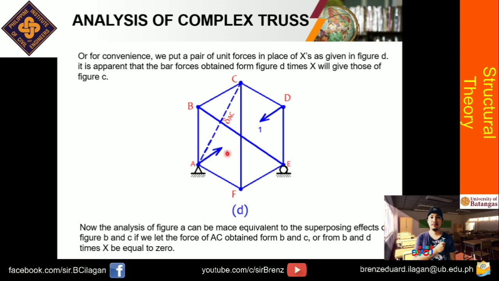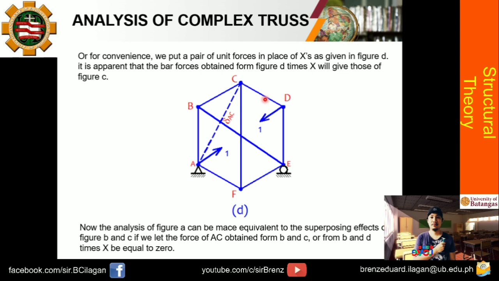So, uulitin mo ulit isolve lahat ng mga forces on each member based dito sa 1 unit load na yan. So, uulitin mo ulit siya ng isa pang beses yung analysis of truss. Pero ito naman, method of joint lang. Parang inulit mo lang siya ng 2 beses.